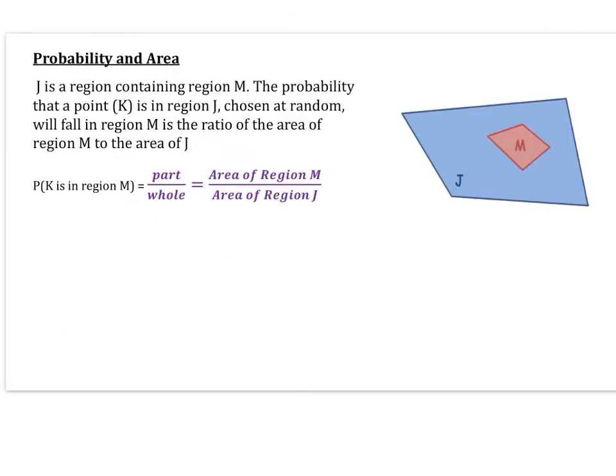Now let's look at probability and area. So here we have J, a region containing region M. The probability that a point K chosen at random in region J will fall in region M is the ratio of the area of region M compared to the area of region J. So again, part out of whole.